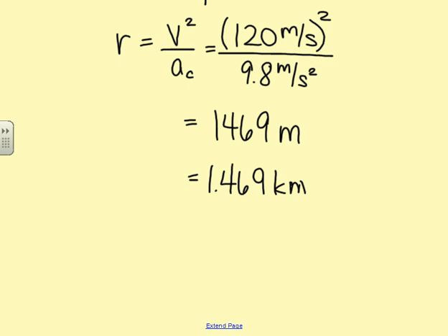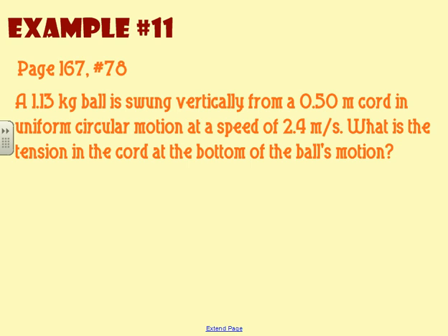Moving on to the next problem, example number 11. In this problem, we have a ball that is swung vertically. It's on the end of a 0.5 meter cord. It's swung in uniform circular motion at a speed of 2.4 meters per second, and we want to know the tension in the cord at the bottom of the ball's motion.